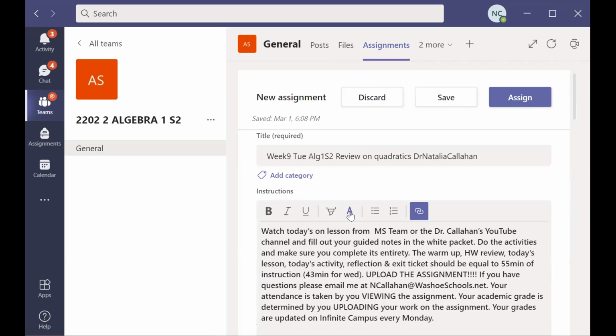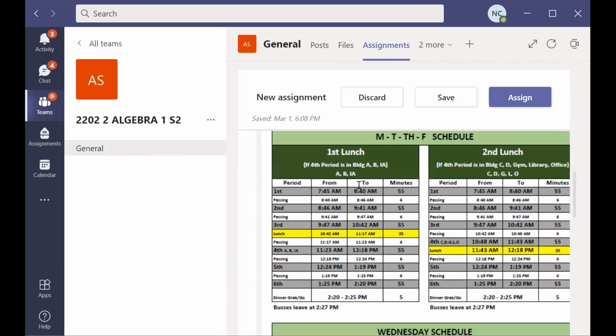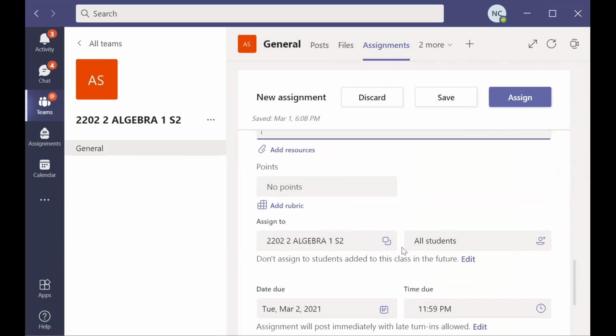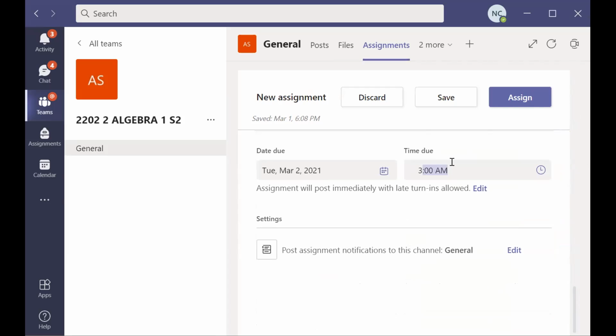Here are your instructions. Make sure you guys check in with me by 8:40 today because that's when the attendance needs to be taken. And I'm going to go ahead and sign it.